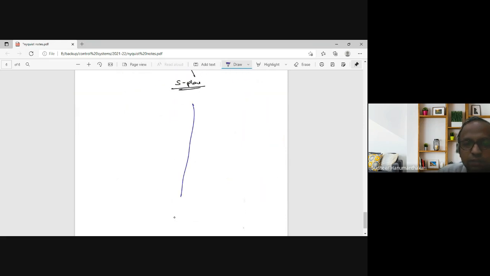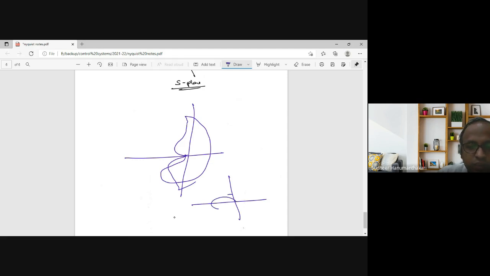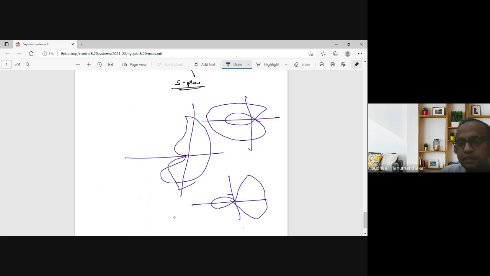So finally, some Nyquist plots may have something like this. Some Nyquist plots may get a shape like this. Some Nyquist plots may get a shape like this.